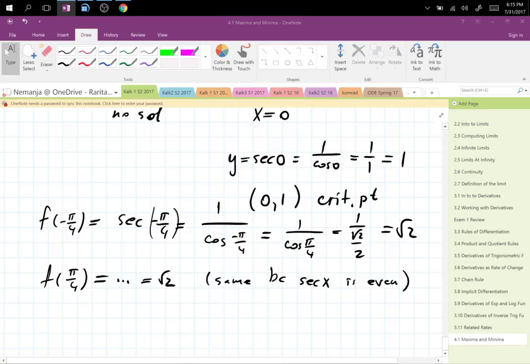So both values, negative pi over 4 and positive pi over 4, give us square root of 2. And after that we have the original one, which is 0, and the y value for that one was 1. So we have the absolute min here, and both of these are absolute max, right?